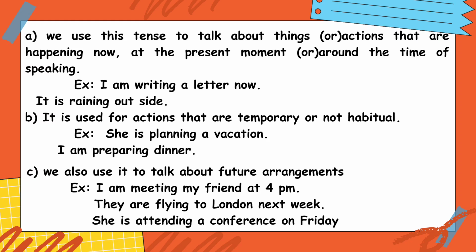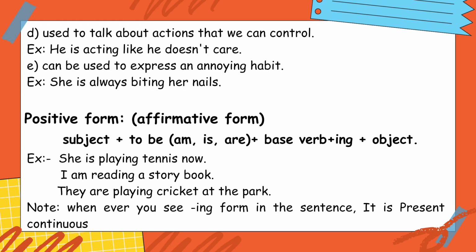She is attending a conference on Friday. So it's used to talk about the actions that we can control. He is acting like he doesn't care. Means actually he is a caring person. In this moment, he is acting like he doesn't care. Means he is controlling his emotions.